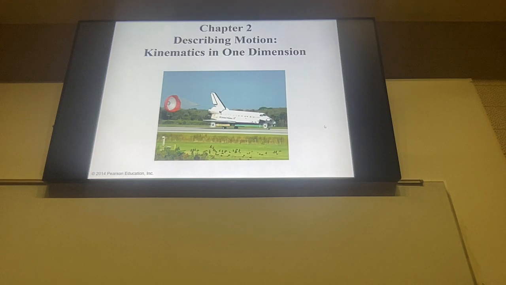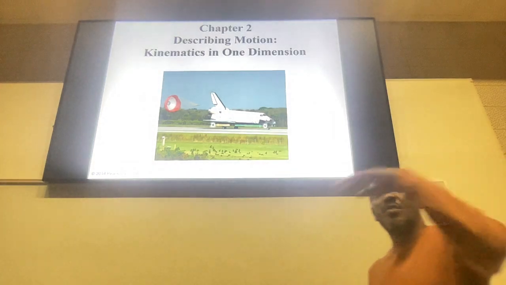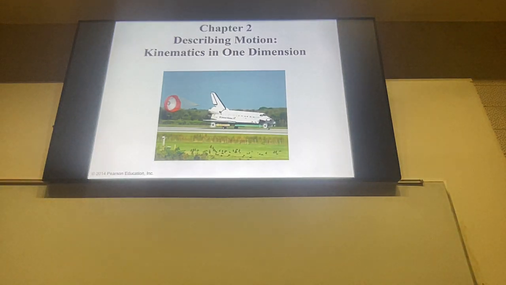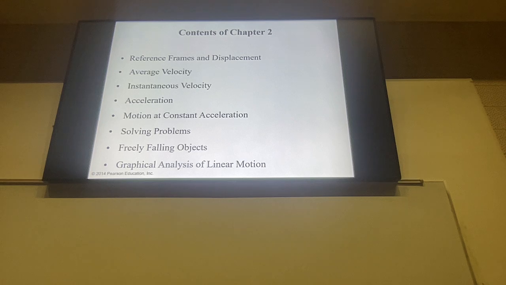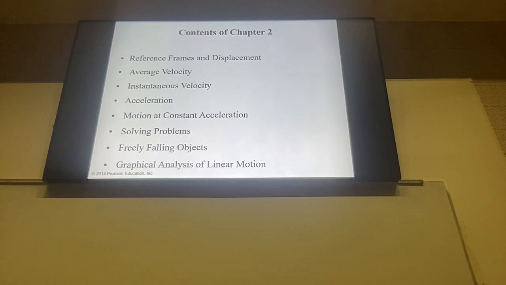All right, so we're in chapter 2, motion in one dimension, right? So that means motion in one direction, okay? And that could be in the horizontal direction or the vertical direction. So the contents of chapter 2, we're going to talk about reference frames, average velocity, instantaneous velocity, acceleration, motion at constant acceleration, and we'll solve some problems, and we'll start talking about free fall. All right? And then we'll do some graphical analysis of motion.